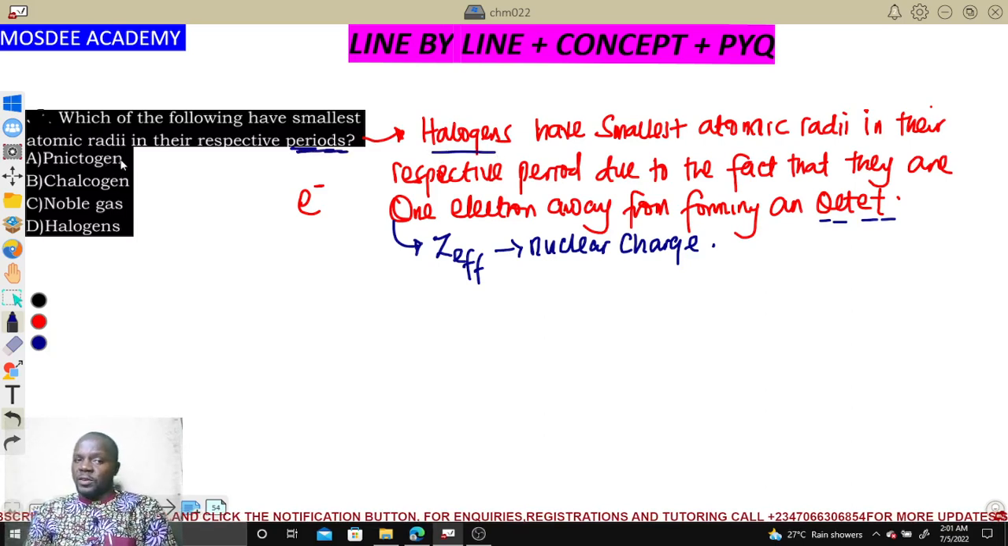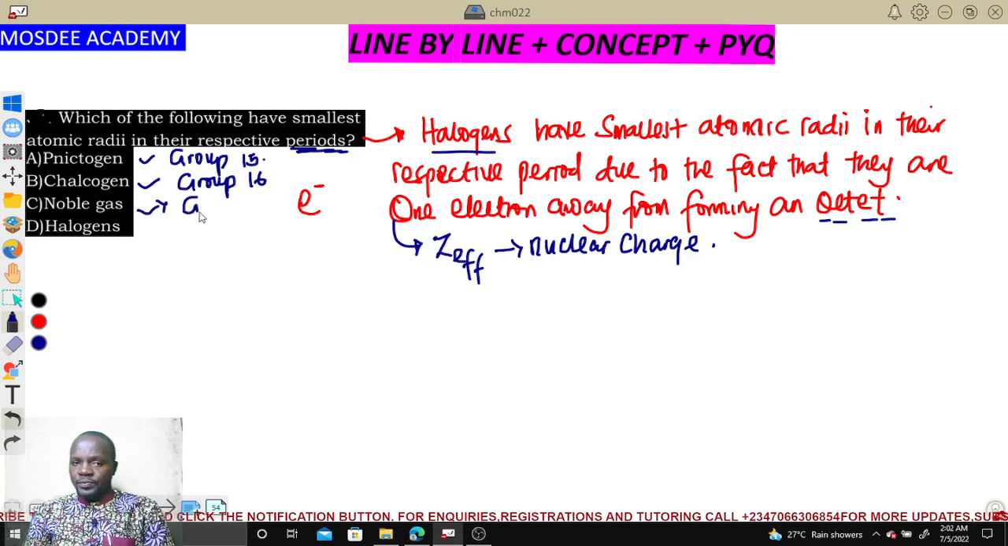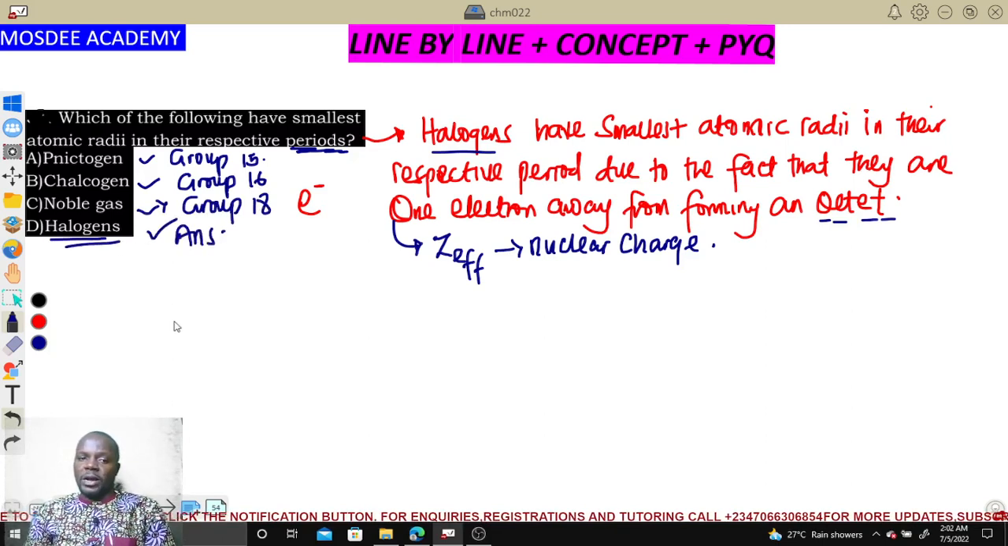Another thing you can keep in mind now: nitrogens are group 15, which you call group 5. Chalcogens are group 16, which you call group 6. Noble gases are group 18. And of course, halogens are group 17, which is the answer to the question we are talking about here. So please keep it in mind. We can move to the next one.